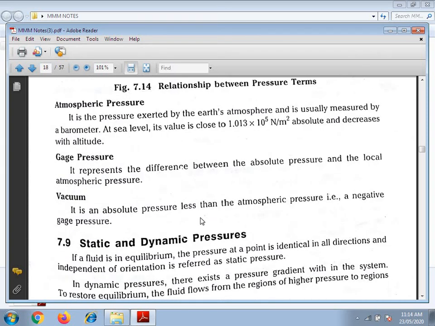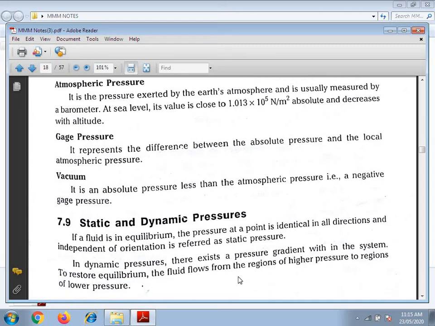Static and dynamic pressures. When a fluid is in equilibrium, the pressure at a point is identical in all directions and independent of orientation, and is referred to as static pressure. In dynamic pressure, there exists a pressure gradient within the system. To restore equilibrium, the fluid flows from regions of higher pressure to regions of lower pressure.